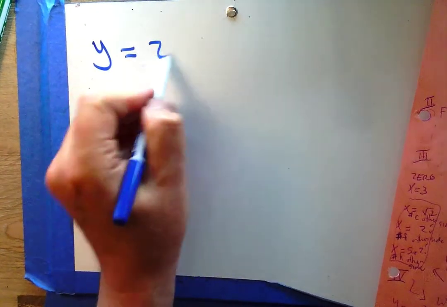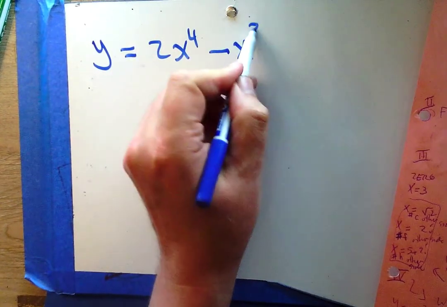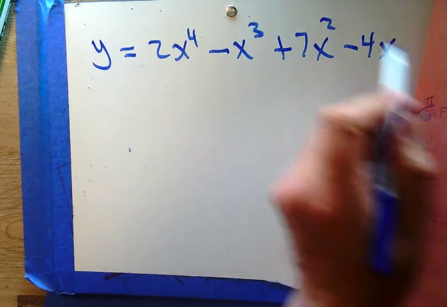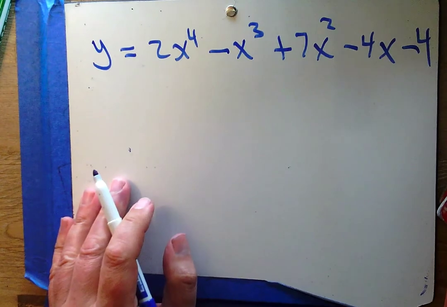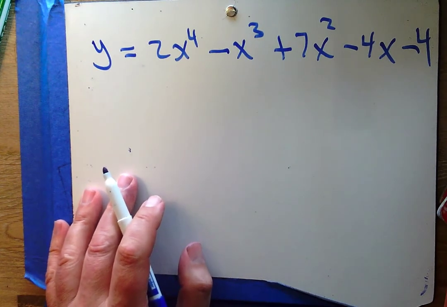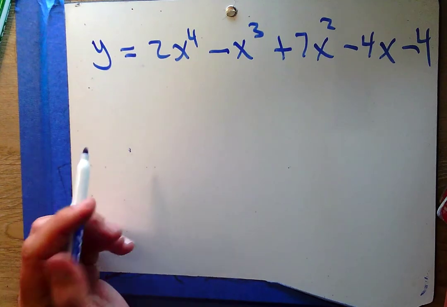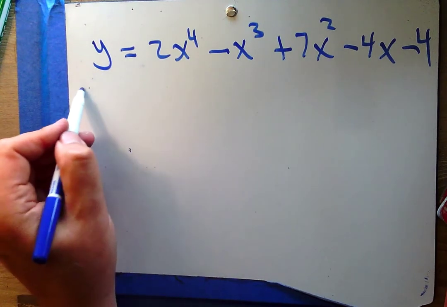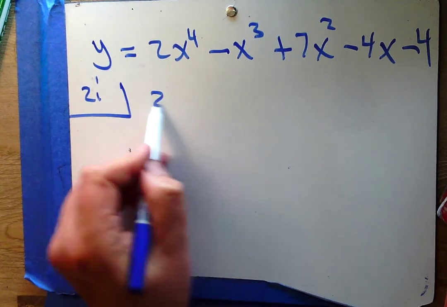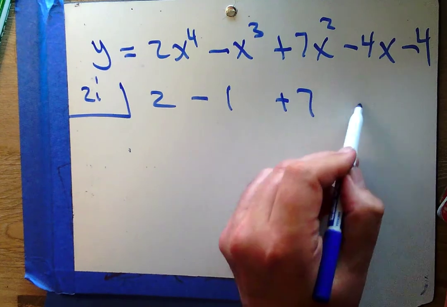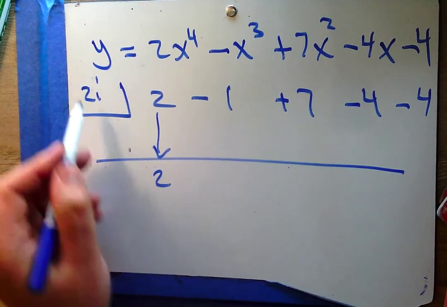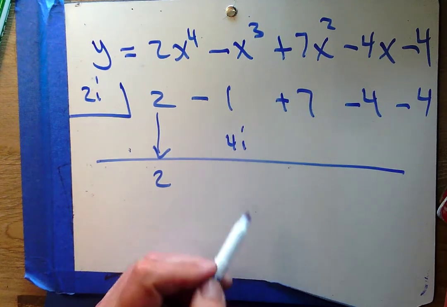y equals 2x to the fourth minus x to the third plus 7x squared minus 4x minus 4. That's not going to be done with grouping. I don't know how to factor that one. So, can I give you an x-intercept? Well, I'll give you an imaginary root. So, 2, minus 1, plus 7, minus 4, minus 4. Down the 2, multiply. I get 4i.